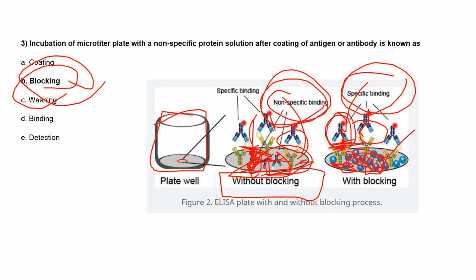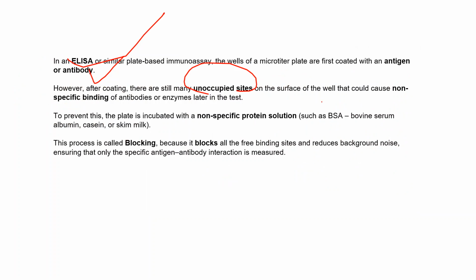non-specific proteins, right? So normally what people do is they use a non-specific protein solution, like BSA, bovine serum albumin, skimmed milk, casein, and so on. This process we call blocking. As the name suggests, blocking blocks all the free binding sites, and it reduces the background noise, ensuring that the specific antigen antibody interaction is measured.